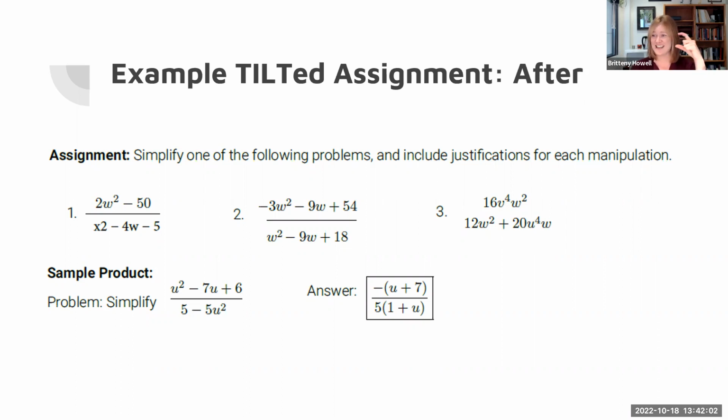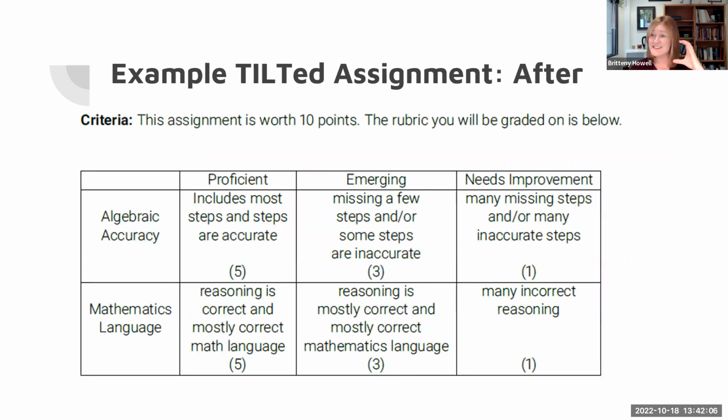So a criterion for success, an example here. Not done yet. She also has included the criterion, a rubric. This assignment is worth 10 points. I will be grading you in these very specific ways, right?